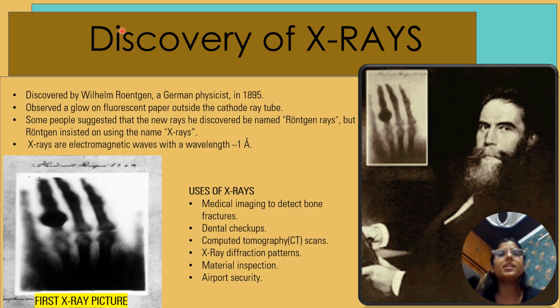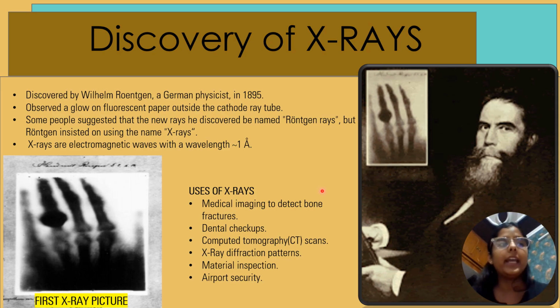Now let us discuss how the X-rays were discovered. They were discovered by German physicist Wilhelm Röntgen. You can see his picture here, and he was studying how some of the minerals interact with the light which was produced by cathode ray.